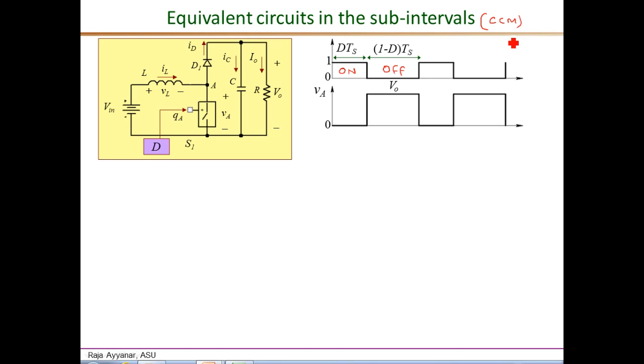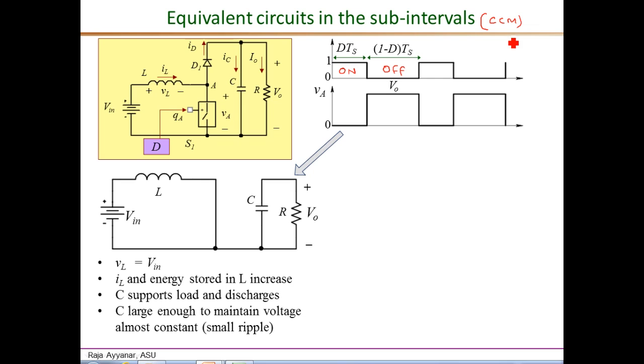So for this operating condition, if you look at the on interval, that is when the switch S1 is on, this end of the inductor is shorted to the ground by the switch S1. So if you look at the left hand side of this circuit, the voltage across the inductor as defined with this polarity is positive VIN. And because of this positive voltage, the current IL as defined with this polarity increases, and therefore the energy stored in the inductor also increases during the on interval. Now this is going to be fed to the load in the next sub interval.